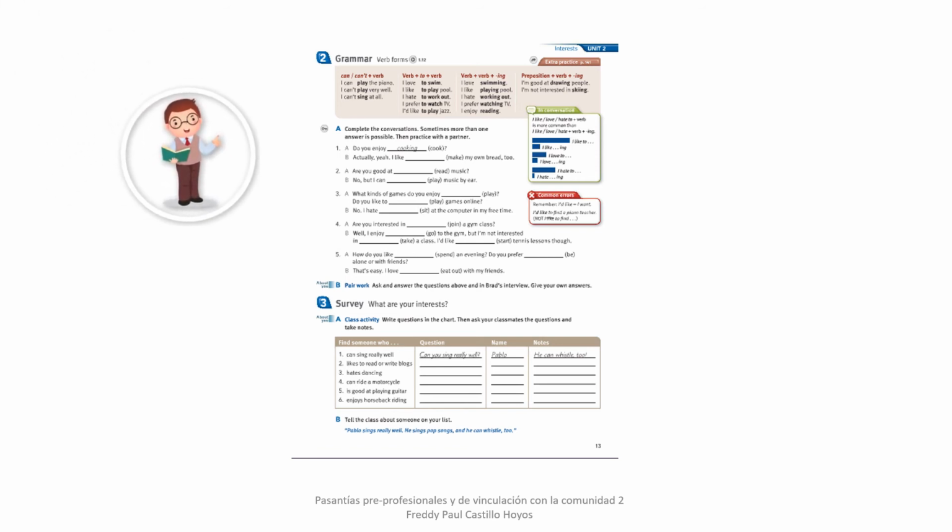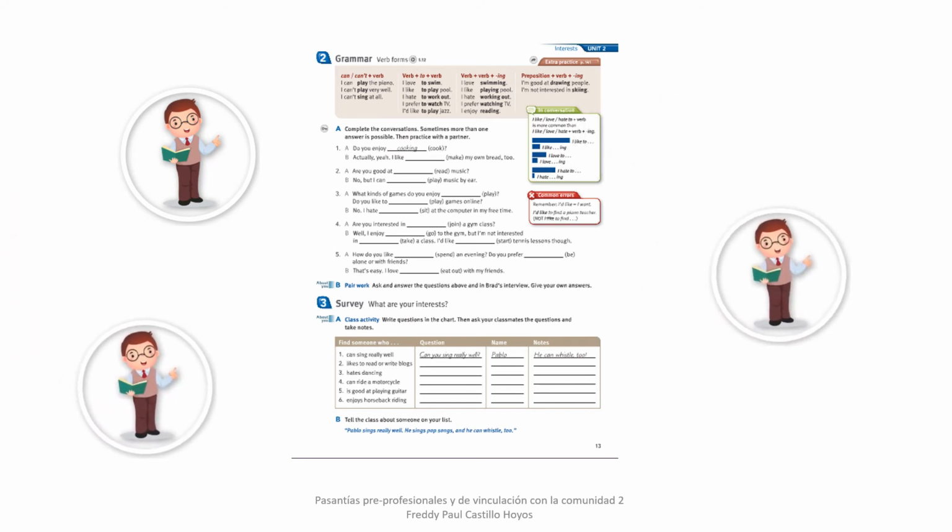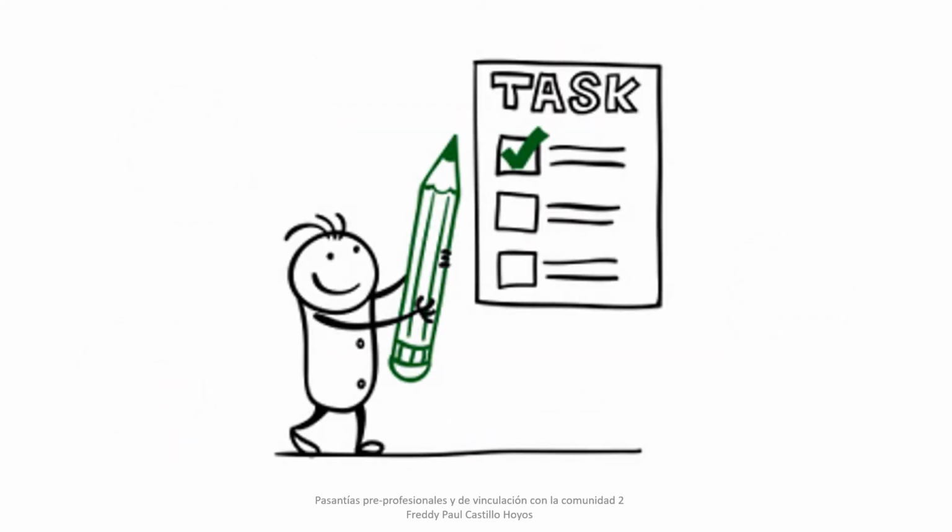and it's very important that the teacher monitors the class all the time. So the teacher is going to monitor, going around the classroom, checking assistance, checking correctness, that they are using the language accurately. The task is finished.